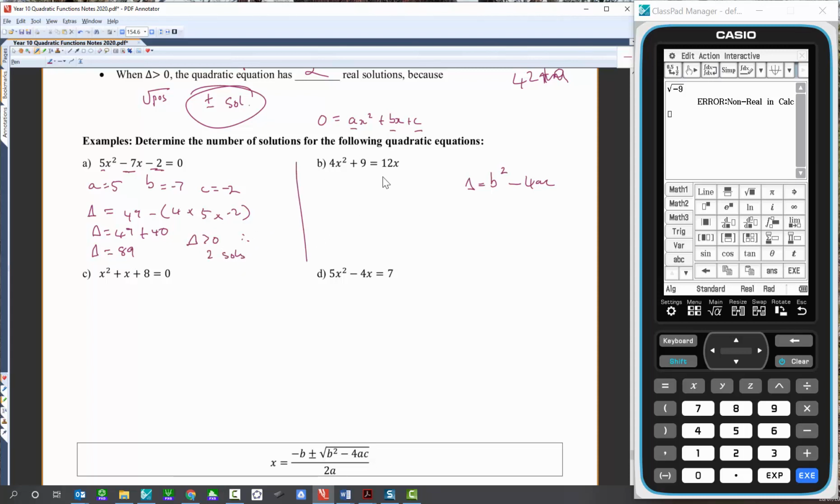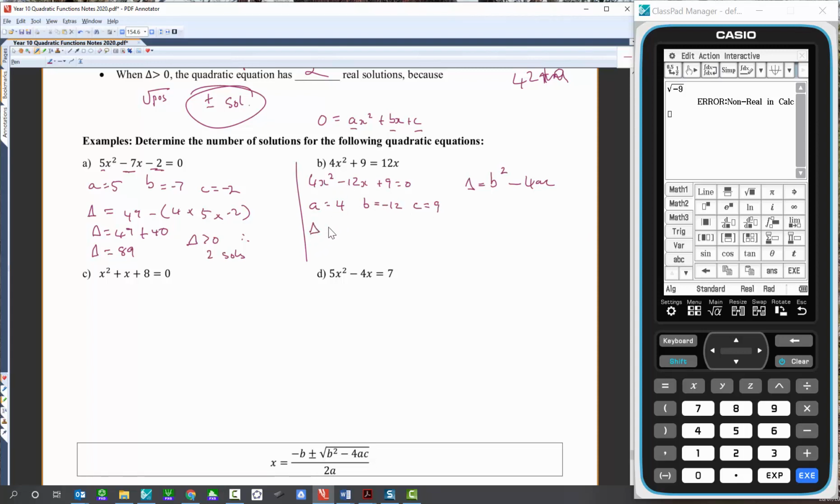Okay, let's have a look at this one. Now we can't use the discriminant just yet because it's not in the form ax squared plus bx plus c. So let's quickly change this to 4x squared, take 12x plus 9 equals 0. So what I've done is subtracted 12x. Let's note our value of a is 4, b is -12, and c is equal to 9.